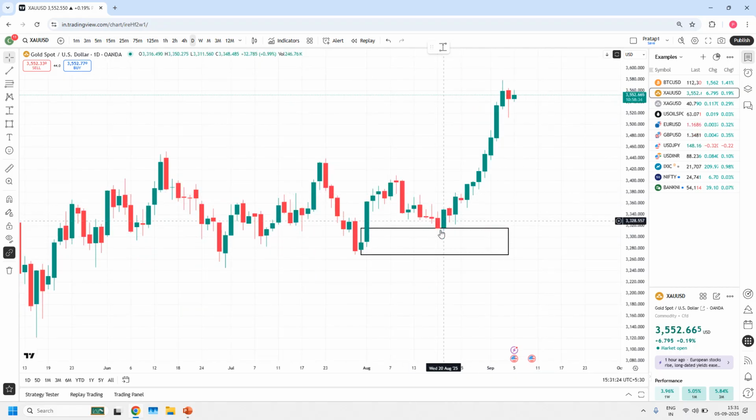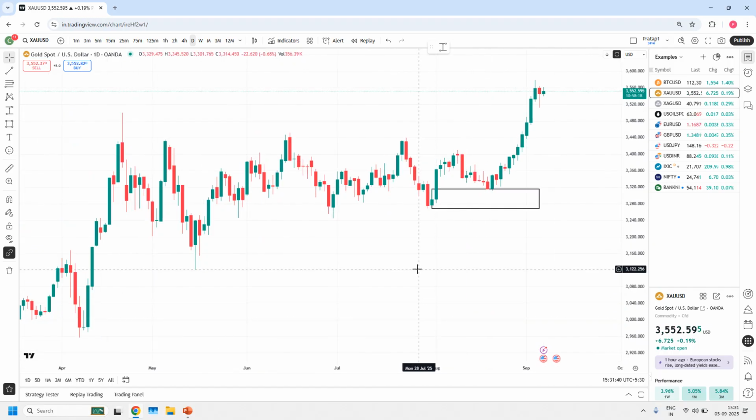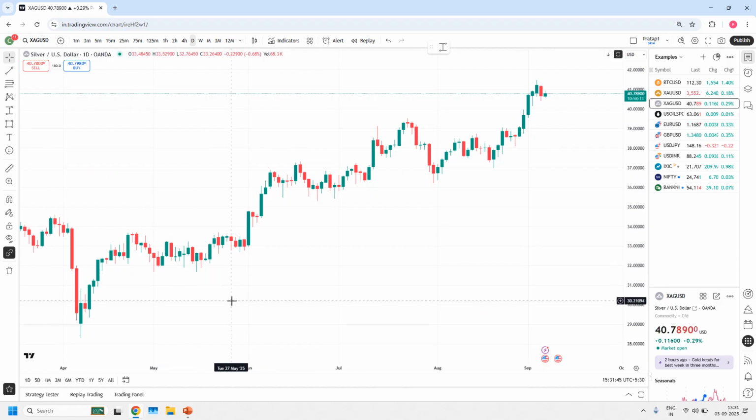That is what happened in gold. The moment prices entered, it gave you a very good buy signal. And here, if you would have bought the gold, you would have got a very good profit. Similarly, let us look into one more commodity, that is silver.